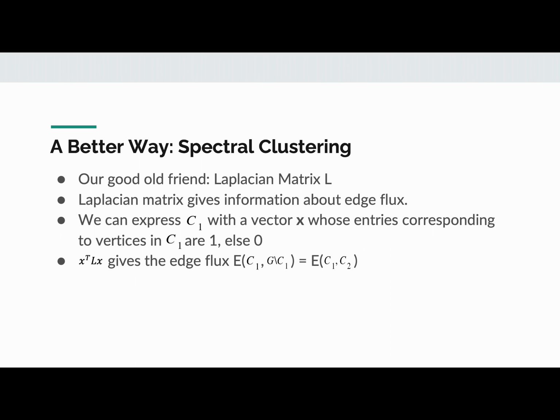We introduce our friend, the Laplacian matrix of a graph. In fact, the Laplacian matrix gives us information about the edge flux of a cluster. For any given cluster C1, we can express it with the vector x, where the entries corresponding to vertices in C1 are 1 and otherwise 0. If we take the quadratic form of this vector with the Laplacian matrix, we get the edge flux of C1. What a miracle! For now, we can take a leap of faith and just believe that this fact is true.